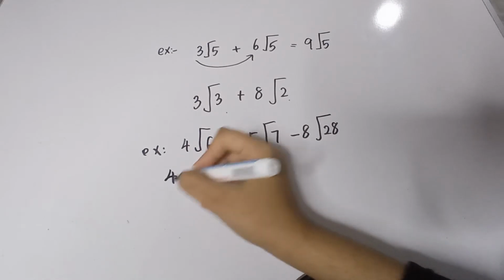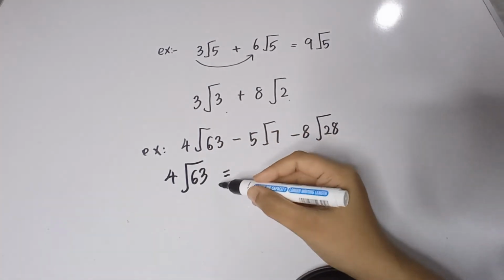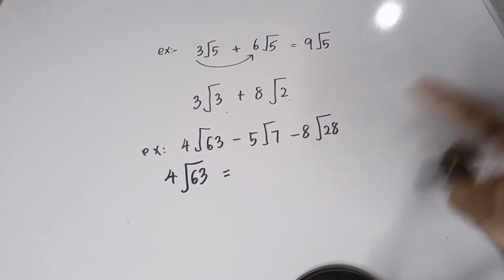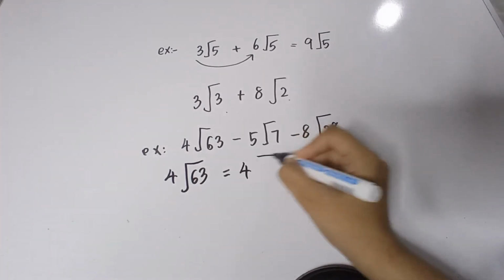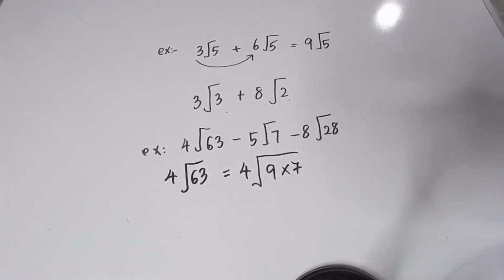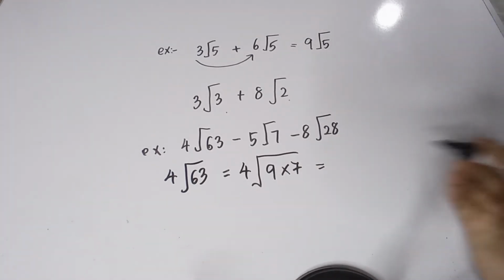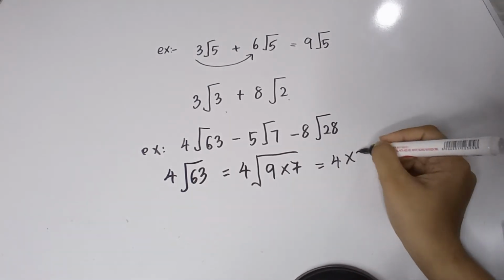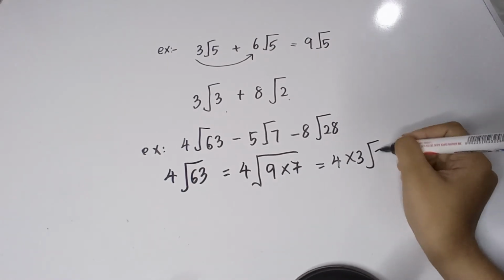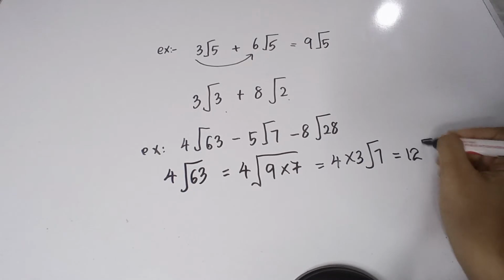So I'm going to take first of all 4 root 63 separately, and I'm going to write 63 in terms of 7. 63 in terms of 7 means, if you know the multiplication table, 9 into 7 is 63. But if you just go on simplifying, you will notice that root 9 is a perfect square. So you can take the square root of 9, that is 3, and root 7 inside. So what do you get, children? 4 into 3, 12 root 7.